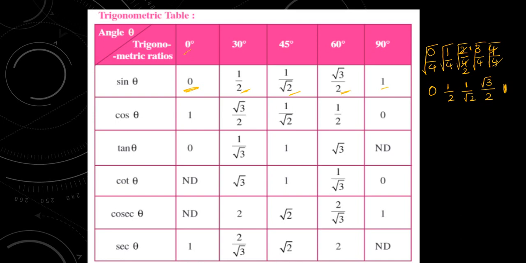If you can remember this particular line, the values are ranging from 0 to 1. The same values, if you write in reverse order, 0, 1 by 2, 1 by root 2, root 3 by 2, 1, then I am going to get the values of cos. That means whenever you have the values of sine, if you write them in reverse order, then I am going to have the values of cos, right?